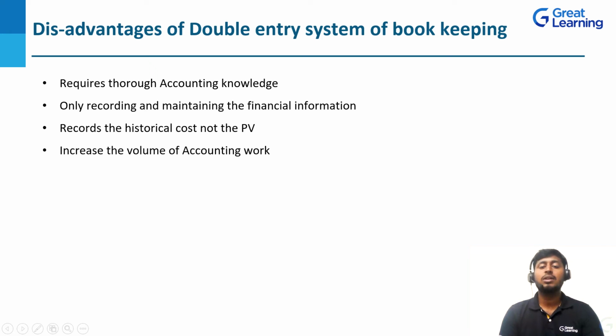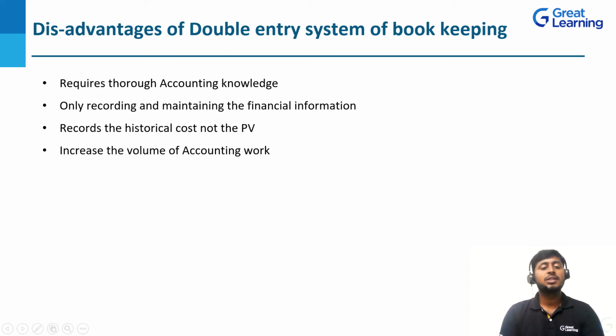Second one, only recording and maintaining the financial information. Yes, in the double entry system of bookkeeping also, we are going to record the financial information. That's it. We are not going to analyze, interpret, or compare with any other things. We just prepare, and whoever the stakeholders are, they are going to compare or take the decision.